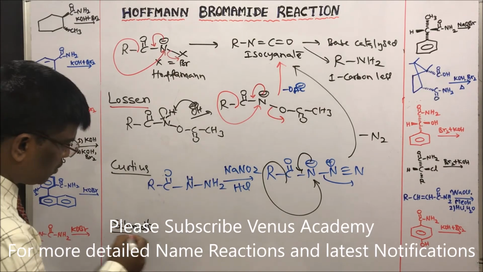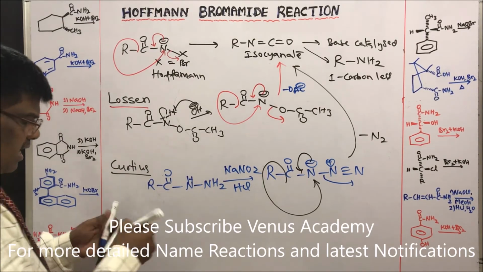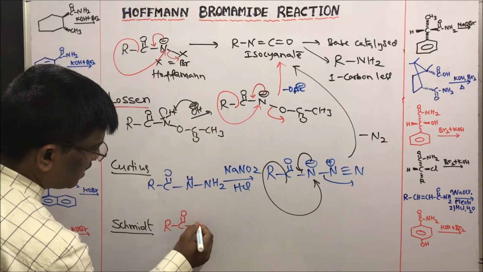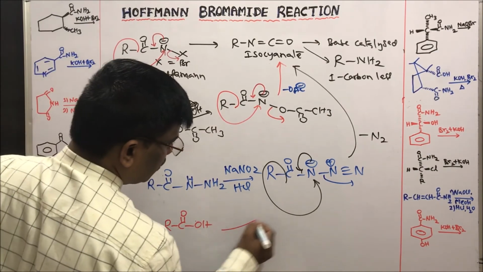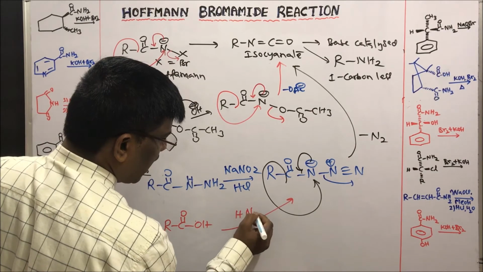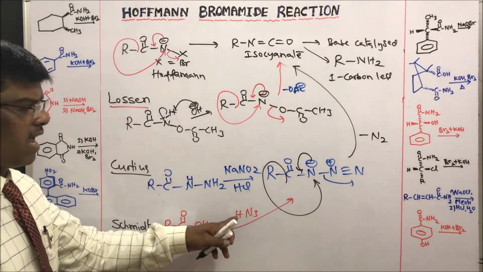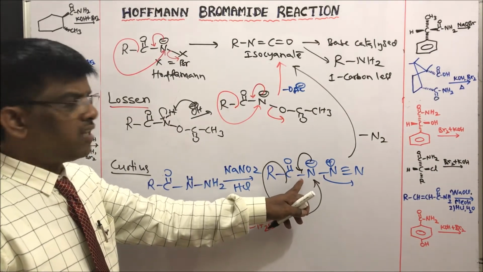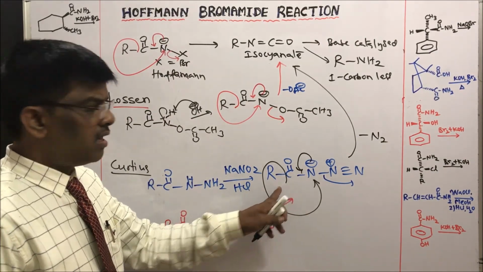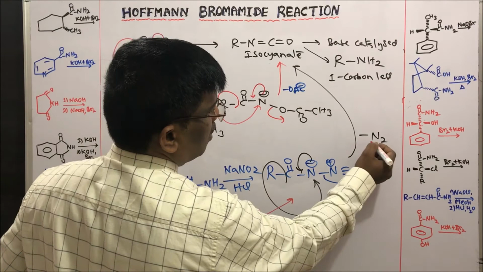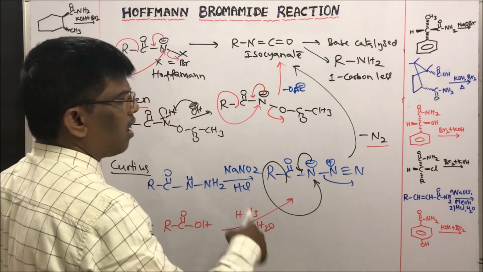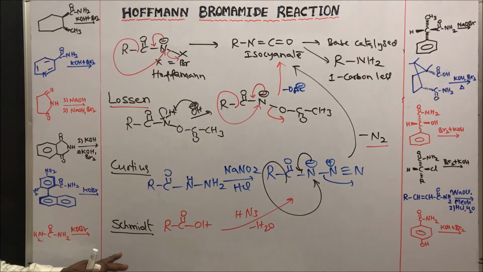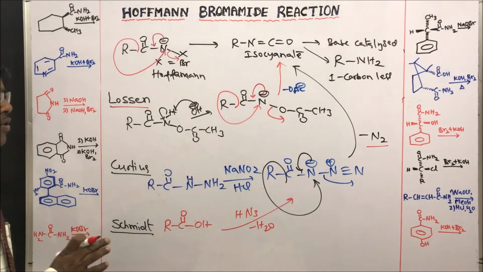When it comes to the Schmidt reaction, it is the reaction of carboxylic acid with hydrazoic acid. When you treat it with hydrazoic acid, minus water, it is going to form this diazonium amide. This diazonium salt upon losing nitrogen, or upon rearrangement, is going to form isocyanate. It is a very important and simple concept, students.